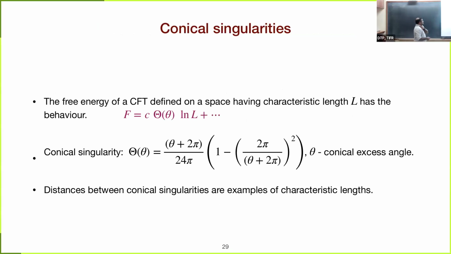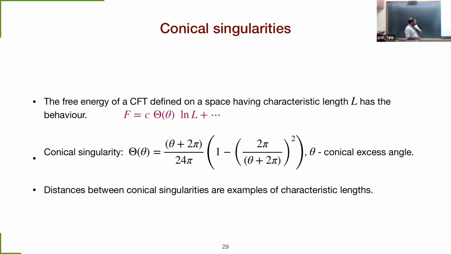So for a CFT defined on a Riemann surface having some characteristic length L, Cardy already computed the contribution coming from each conical singularity. There is a specific expression for it. The characteristic length can be understood as follows: if you have two conical singularities in your geometry, the distance between them can be thought of as a characteristic length.